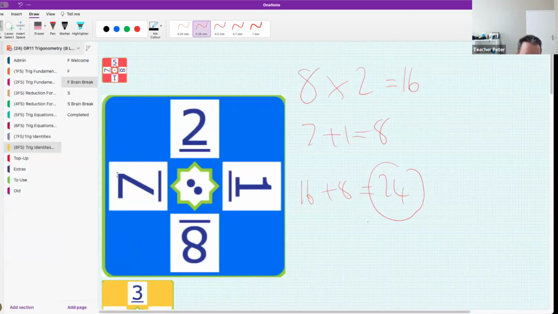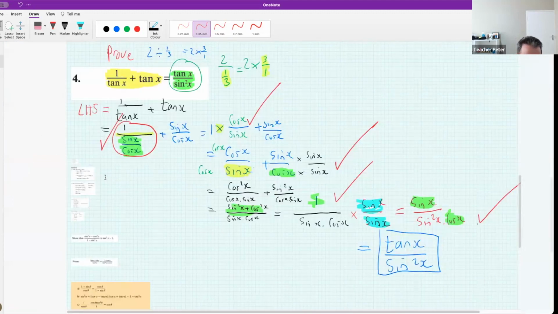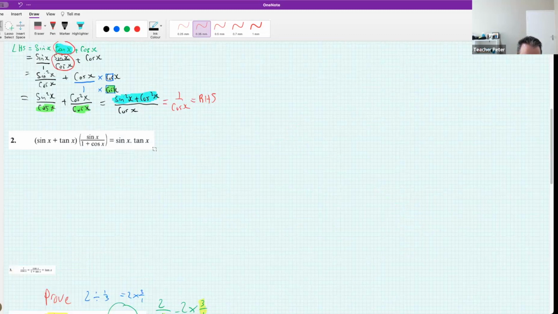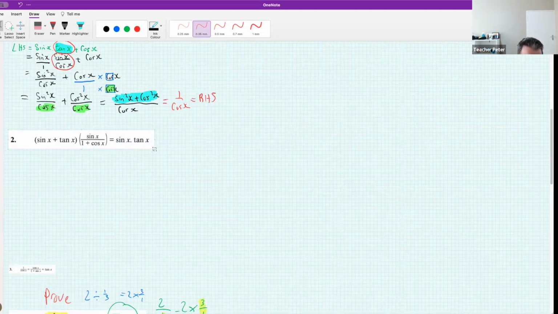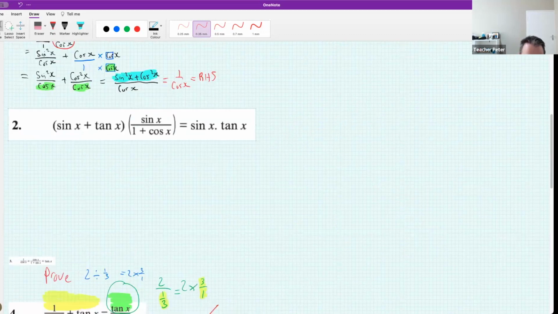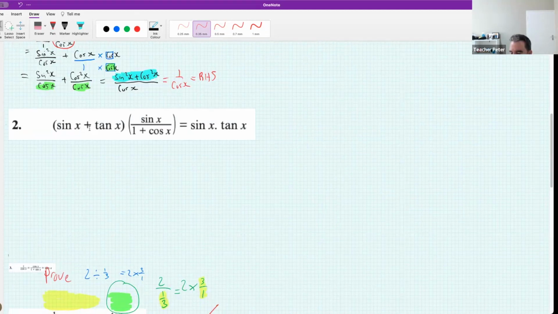Okay, let us go back to another question from the Trig identity land. And let's see what we can do with number 2. Now, these are the meaty ones. I'm not going to lie to you. Although, you know, we could do actually. Well, let's see how this one goes. Let's see how it goes. Okay. We're going to do them as a team.